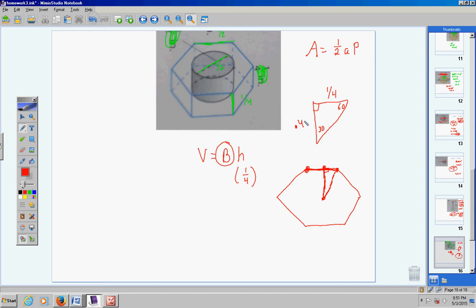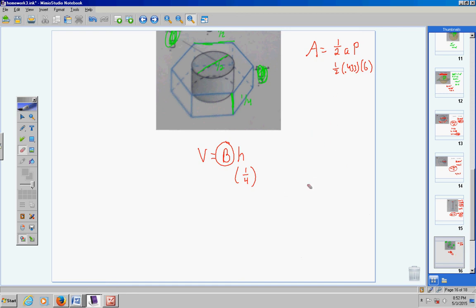So there's my apothem. Now, my perimeter: this whole side from here to here is 1/2. I have 6 of those. So 1/2 times 6 is 3. So my perimeter all the way around is 3. My apothem is 0.433. Now, because of space, hopefully you've written this down when you erase all this to get some room, okay? So, the area of the base is going to be 1/2 times 0.433 times 6, which gives me 1.29. I'll put 1.3. So the area of my base is 1.3.